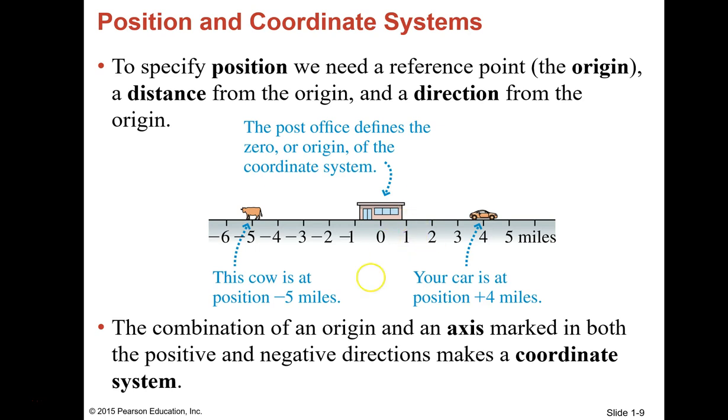The position, as we're talking about here: this car is plus 4 miles from this 0 point. The cow is -5 miles from the 0 point, which means that the cow is 9 miles from the car.